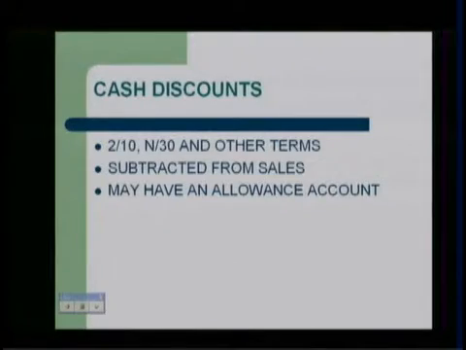The code means the percent that you'll get in a certain number of days and when the net amount or the whole amount is due. And you can subtract this from what you're going to pay.